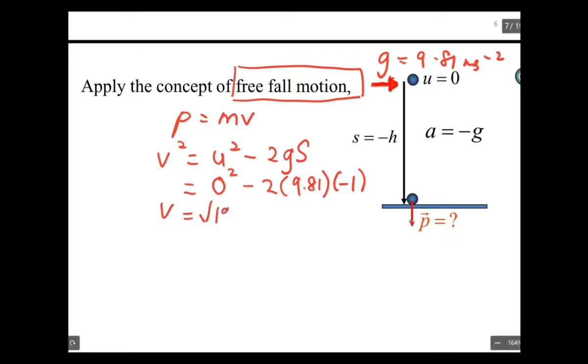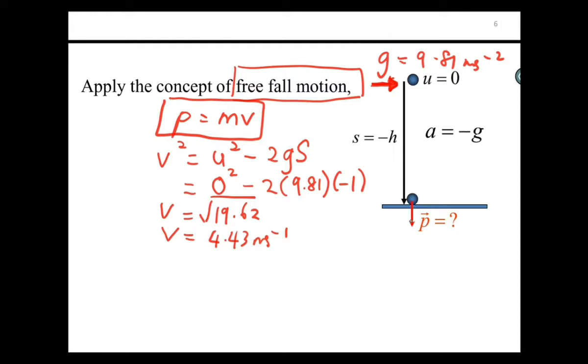V squared is equal to 19.62, and then V is equal to 4.43 meter per second. Kita tak jawab lagi soalan. Soalan ni kita nak. Okay. And then substitute V into equation 1.